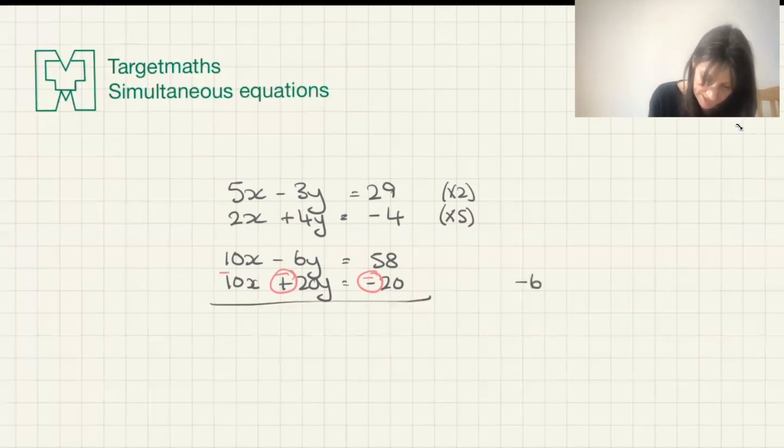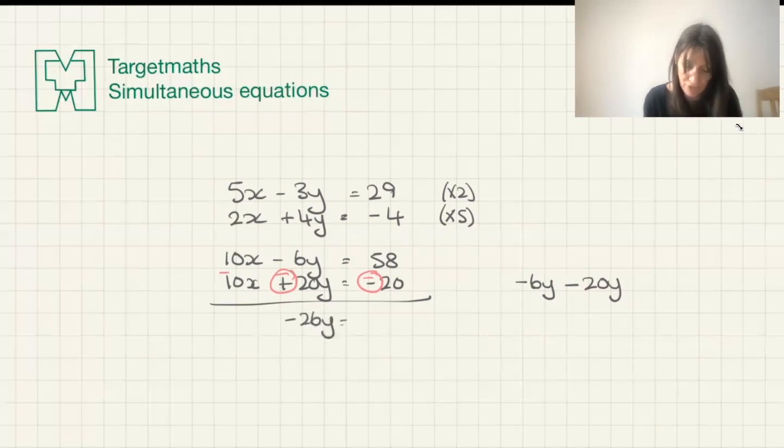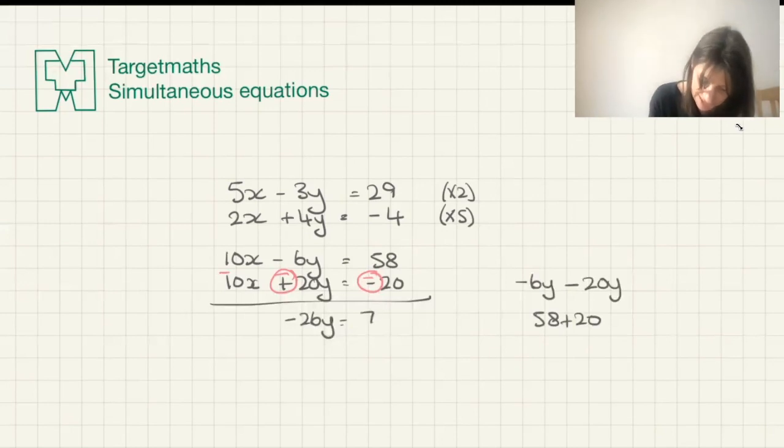I've got -6y, a plus and a minus. There's one minus there, so that's -20y. So I can see that -6 minus another 20 is -26y. And then I've got these two negatives making a positive. So I'm going to be doing 58 plus 20. And 58 plus 20 is 78.